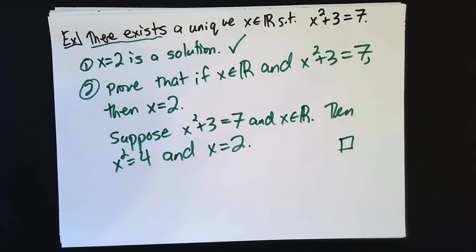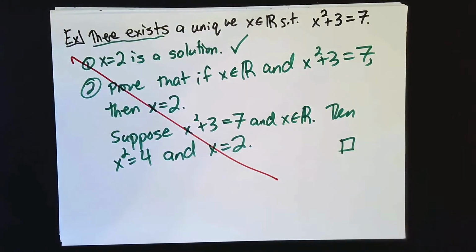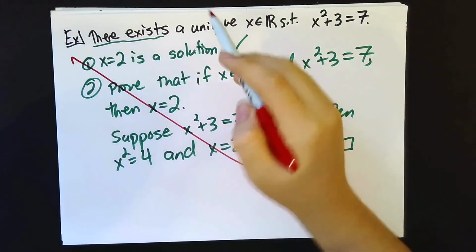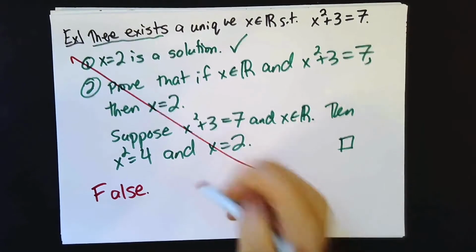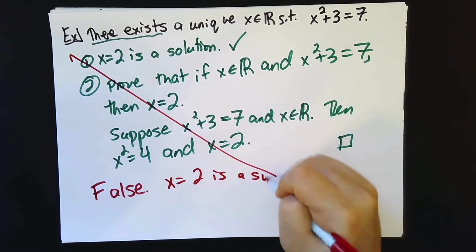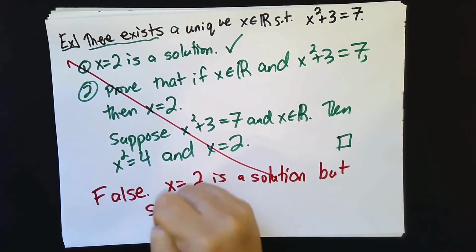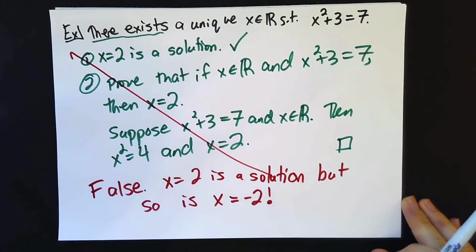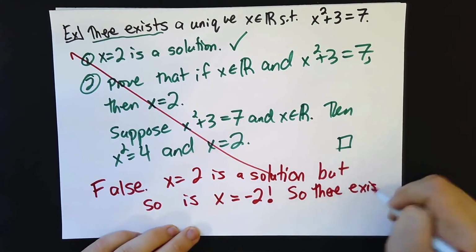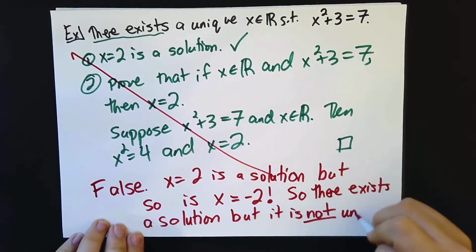But hopefully most of you at this point are screaming at your screen because what I've written down is completely wrong. Because it's not true that there's a unique solution to this. So this is all bogus. This statement is just completely false. Why is it false? It's false because, yes, x equals 2 is a solution, but so is x equals minus 2. So yes, there exists a solution to this equation, but it is not unique.